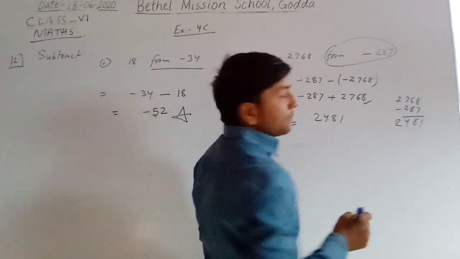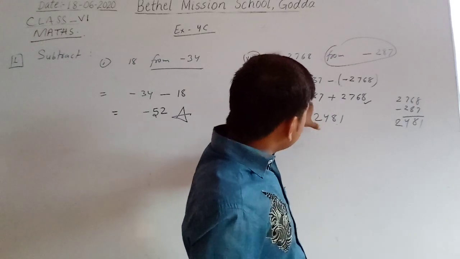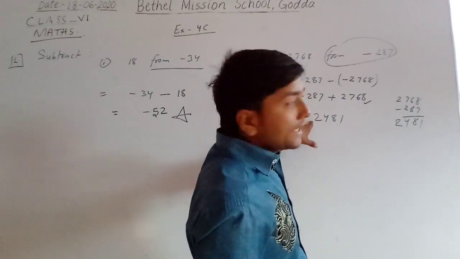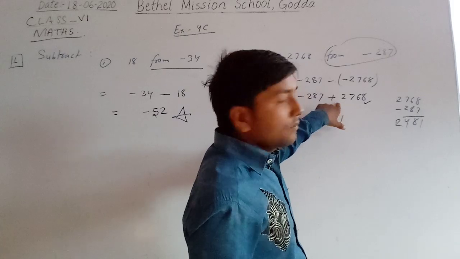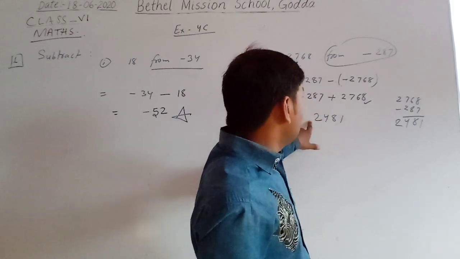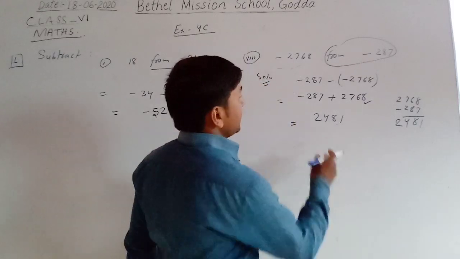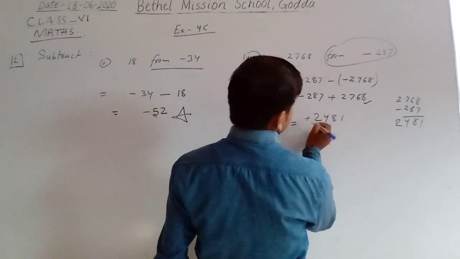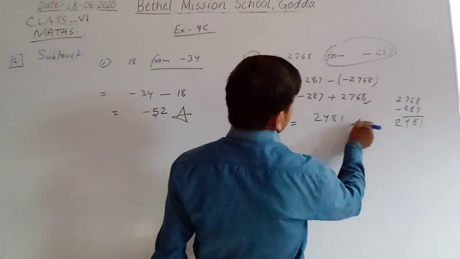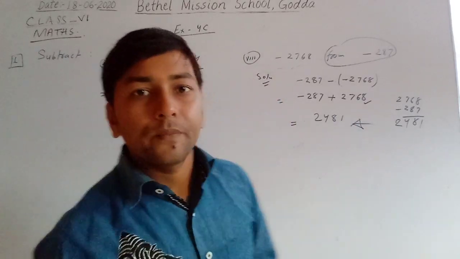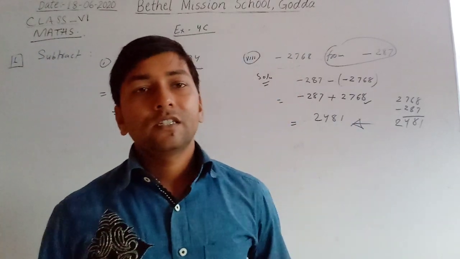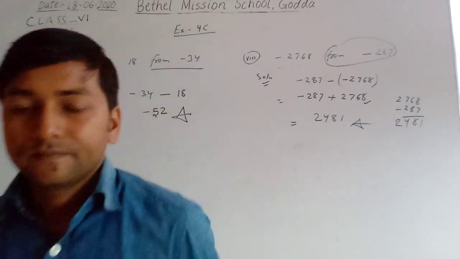2481. And the symbol, this is smaller, so we can't take negative. This is bigger, the positive number is bigger, so we can write plus or not. So simply we don't write the plus symbol, this symbol we don't write. This is the answer. Okay, I hope you got it. Now we solve the next number.